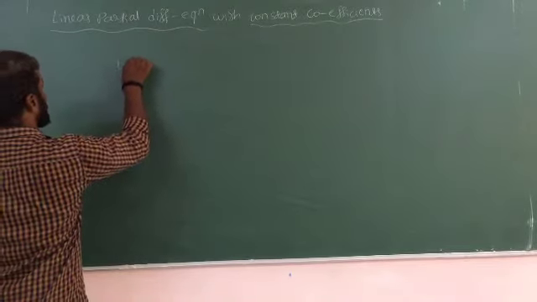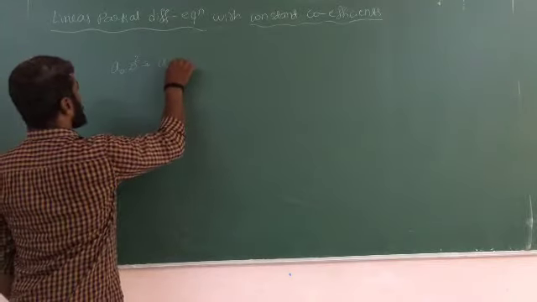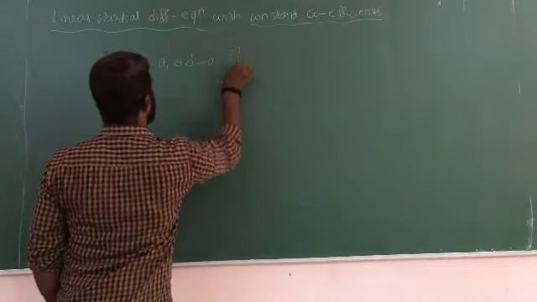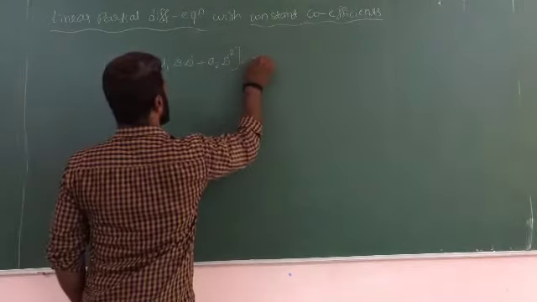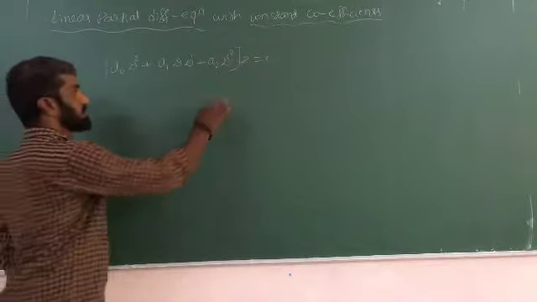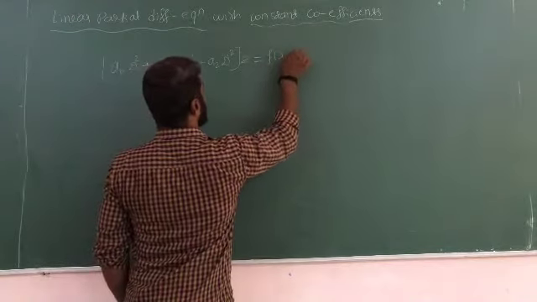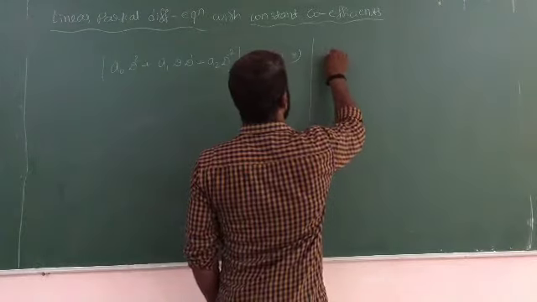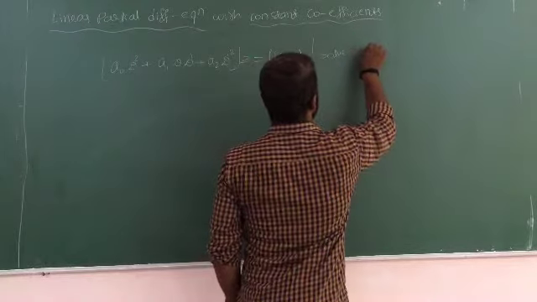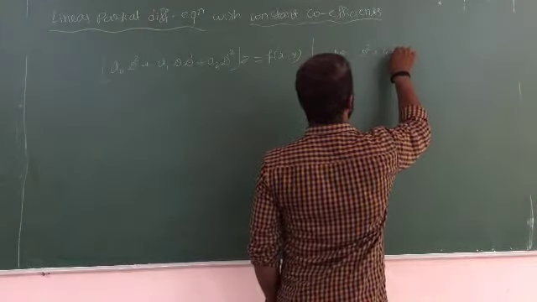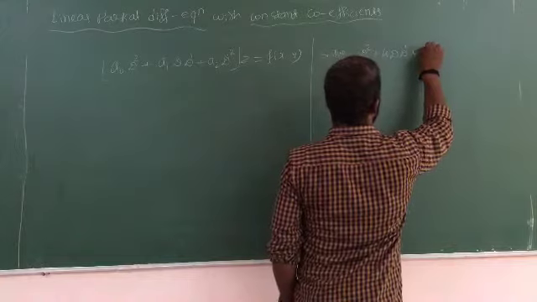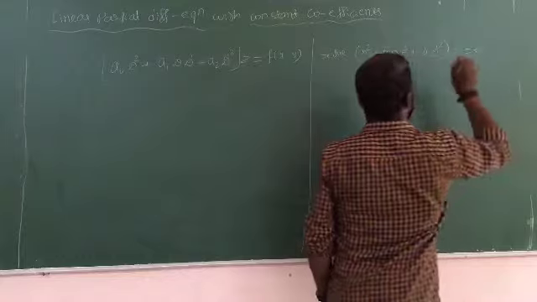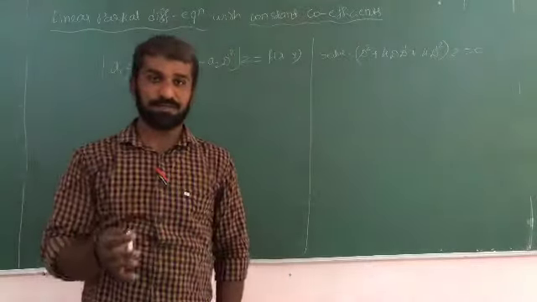a naught D square plus a1 D D dash plus a2 D dash square of z is equal to f of x, y. One example is based on this: D square plus 4 D D dash plus 4 D dash square of z is equal to 0. We can solve this step by step.